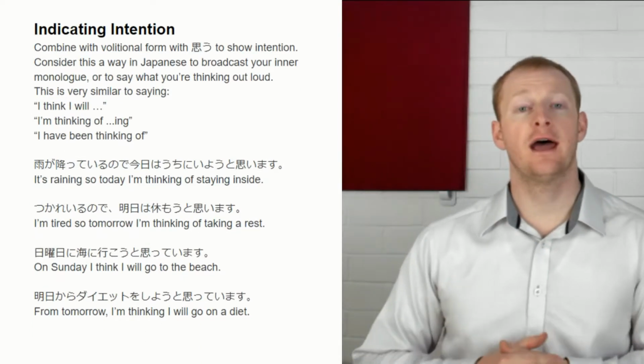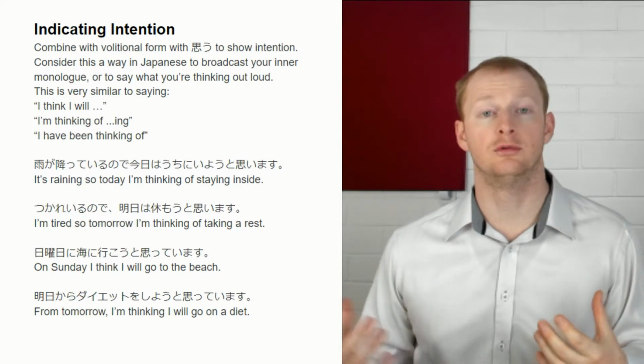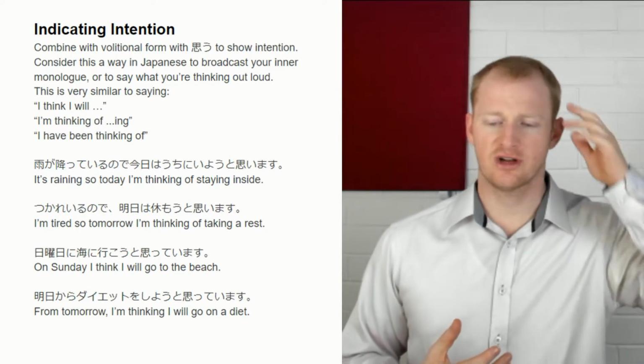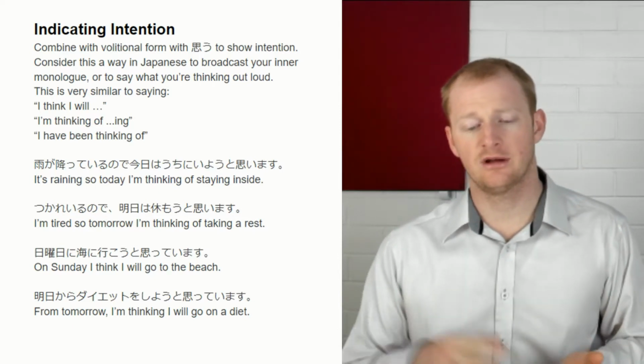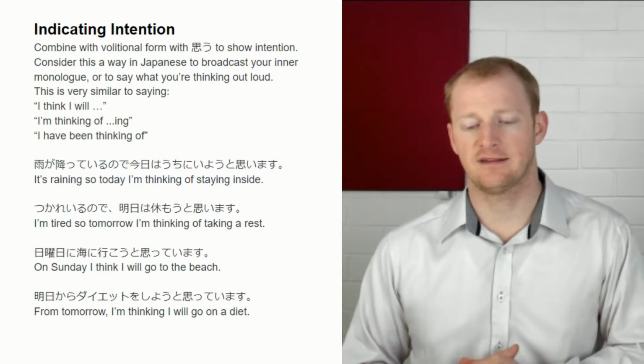So how do we do this intention? Well, what we do is we get our volitional form and then we add omou to show our intention. So we're kind of broadcasting our inner monologue, trying to say what we're thinking out aloud. It's similar to saying, I think I will, I've been thinking of doing X, something like this.